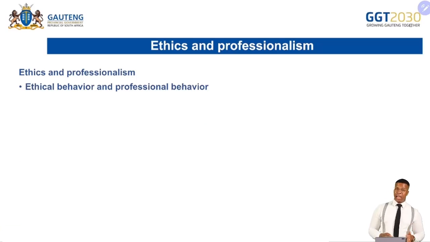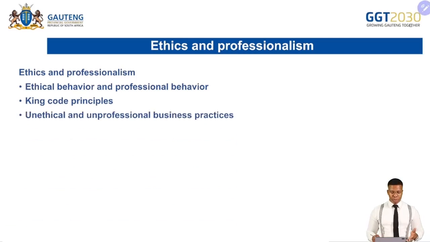The difference between ethical and professional behavior becomes very key. The King Code principles, remember you have three, but most of the time they assess two, which are your transparency and your accountability. Then you have your unethical and unprofessional business practices. What is unethical? That should be your tax evasion, unfair advertising, and pricing of goods in rural areas. Looking into unprofessional business practices, this will be your abuse of work time, sexual harassment, and unauthorized use of workplace funds and resources.